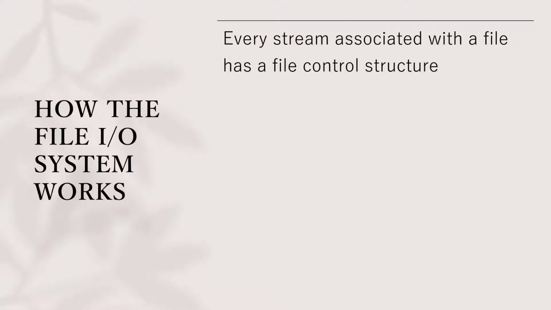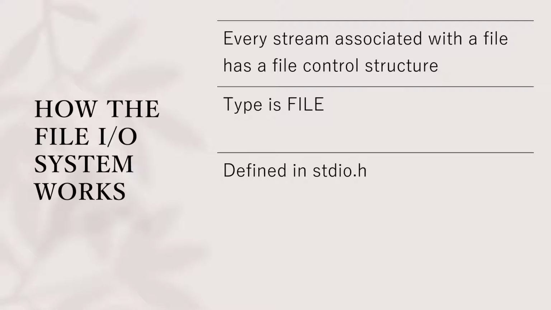How does the file I/O system actually work? So now we're getting down to the nuts and bolts of how this all comes together. Every stream associated with a file has a file control structure. We've learned about structures before. It's exactly the same concept. The type of that structure is FILE, and it is defined in stdio.h. Important to note that we should not change the structure, because if we do, we could have unpredictable results.